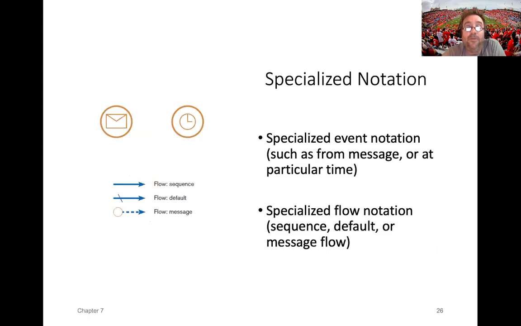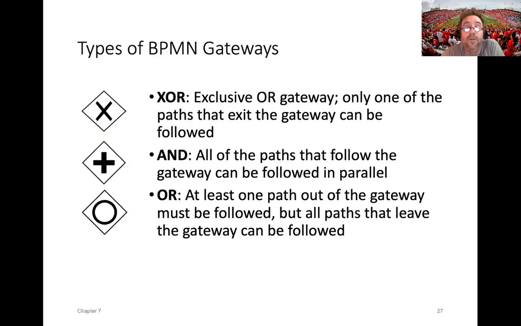Here we have an event notation that starts either by a message or at a particular time. We also have examples here of different flow notations, i.e. a normal sequence or a default flow, where in the absence of other information, you would have a default version or direction that you would take, or a flow that begins with a message. Very good. We also had different types of gateways. We have XOR, and OR. You can read about them here.